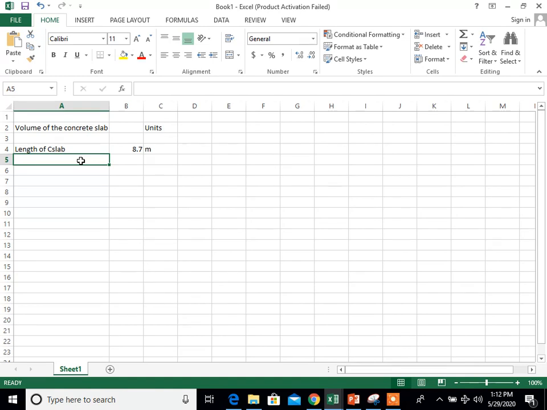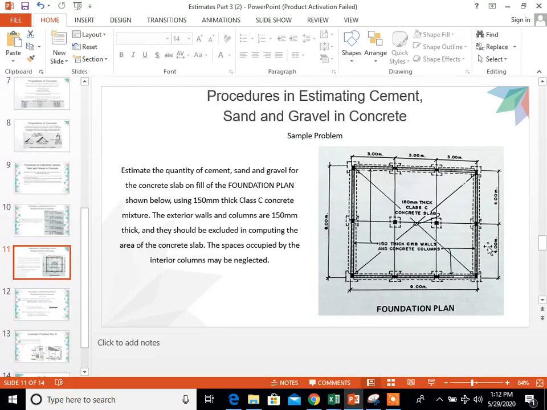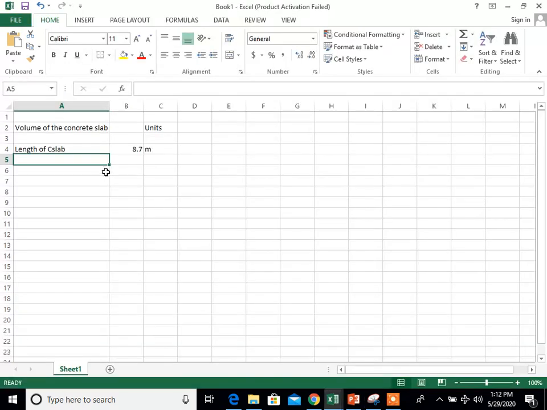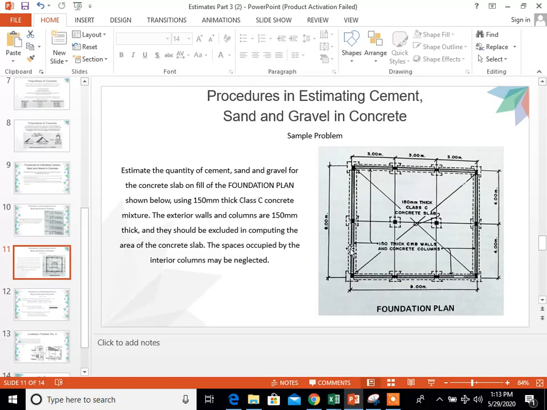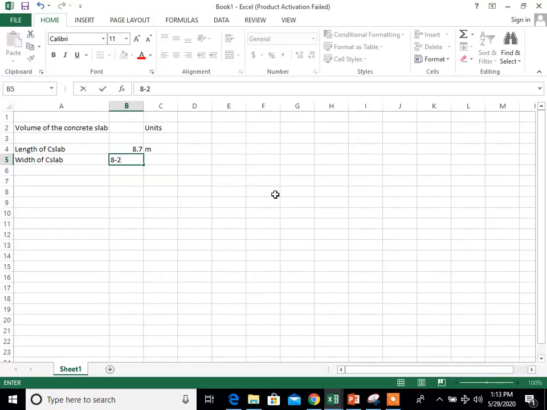Then next, for the width of the slab. The width of the slab at the y-axis is equivalent to 4 plus 4. So, it means the width of the concrete slab is equivalent to 8 minus the thickness of the wall for the top and lower part, so minus 2 times 0.15 meters. Then here is the new width of the concrete slab in meters.